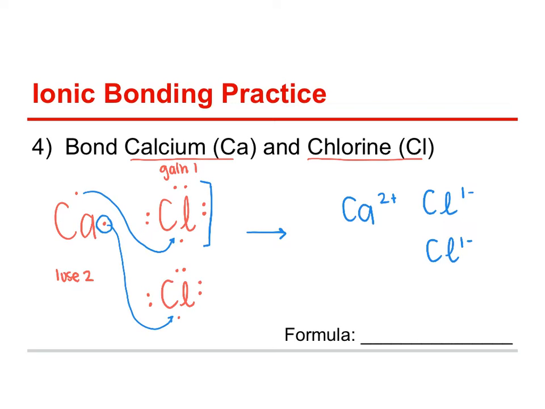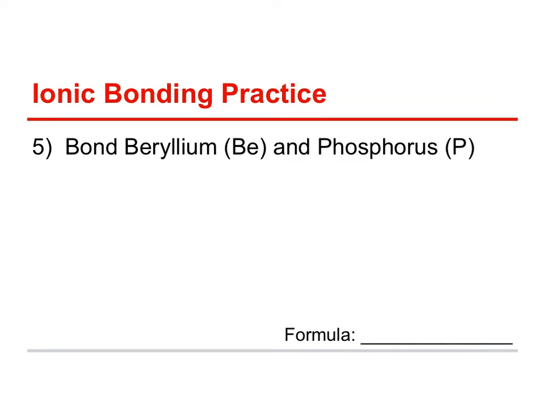The last step then is going to be to write a formula. So my formula is going to tell me the elements I used and how many. So first I used calcium, and I needed 2 electrons, but those 2 electrons came from just 1 calcium. So I'm just going to write Ca. And then I needed 2 chlorine, so it's going to be Cl2. Okay, let's try another one of these.